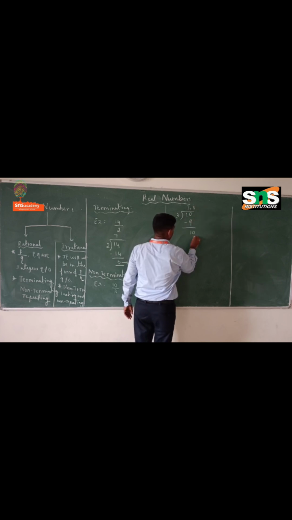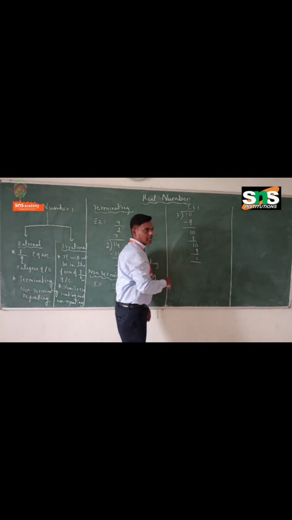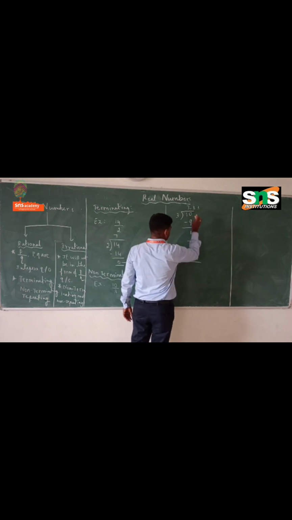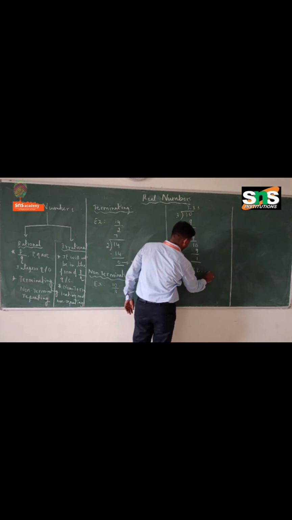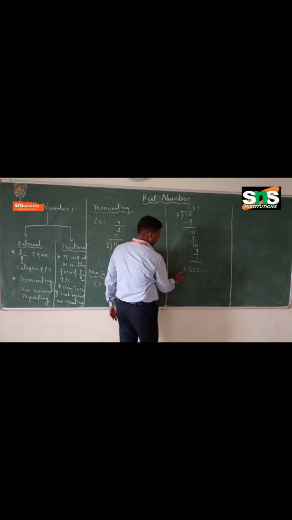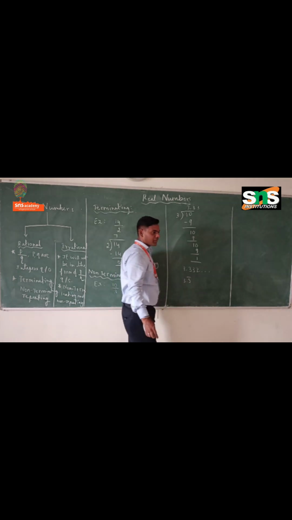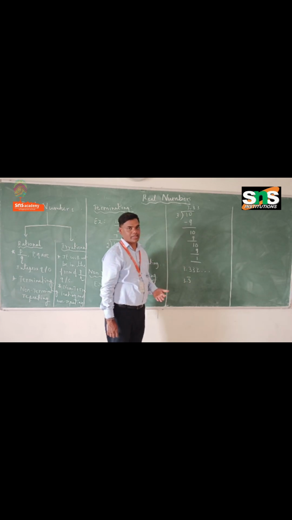Again 3 threes are 9, again 1 will be coming, so we'll put 0. So 3 threes are 9. This process keeps on continuing. After the decimal point, this 3 keeps on repeating. So this is called non-terminating repeating. Here we can write it in the form 3.3 bar. This bar represents that the number is repeating continuously.